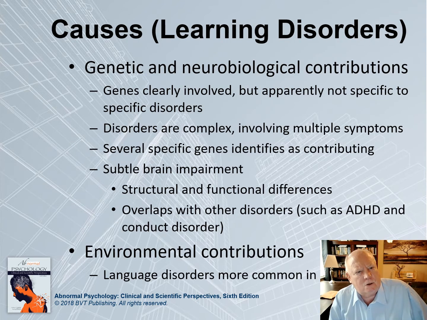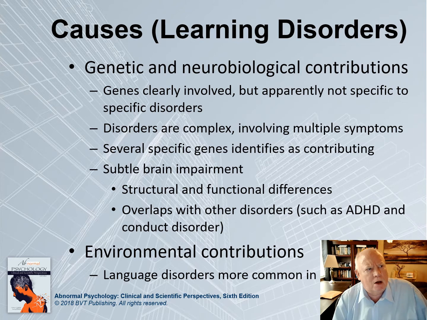What's behind learning disorder? What are the causes, or at least the contributing factors? Genes and neurobiology are both implicated. Genes are clearly involved. There's no doubt about that based on the evidence. But curiously, learning disorders don't seem to run true genetically. So parents, for example, might have a math learning disorder, but one or more of their children might have a reading learning disorder. Learning disorders seem to run in families, but not specific learning disorders.